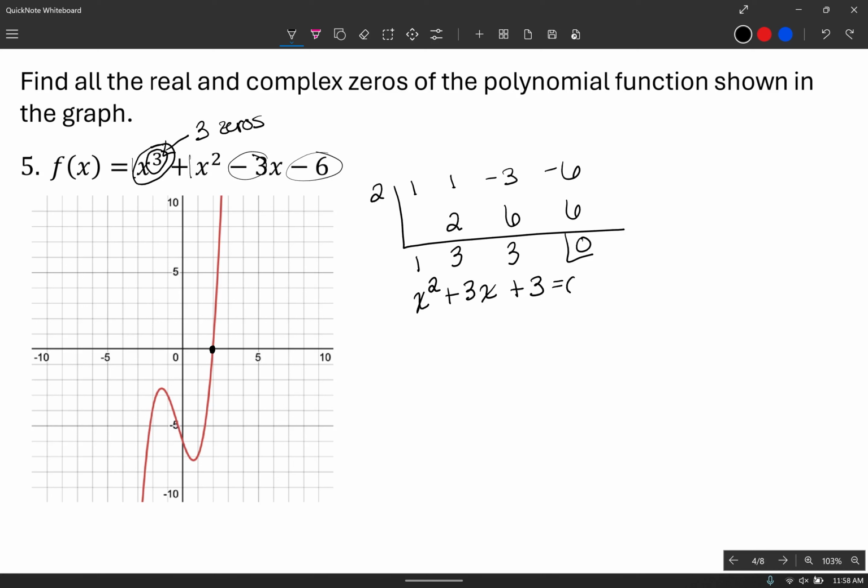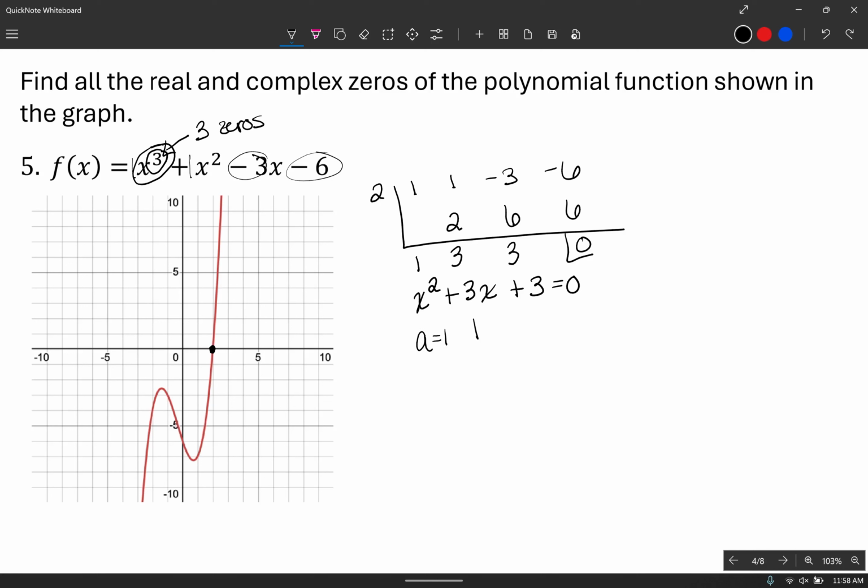Now, I already know because I can see that I have one real 0. That's the only x-intercept that I have. So if that's the only one I have, that means the other 2 have to be imaginary. So there's no point in me even trying to factor this quadratic because it's not going to factor. Also, if I looked at it, there's nothing that multiplies to make 3 that will add to make 3. So we're going to do the quadratic formula.